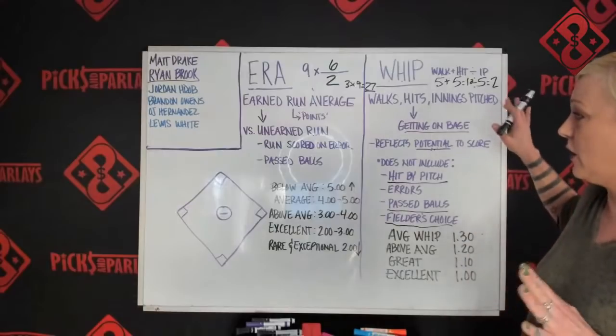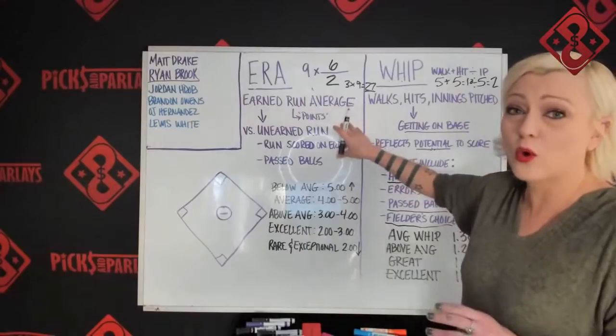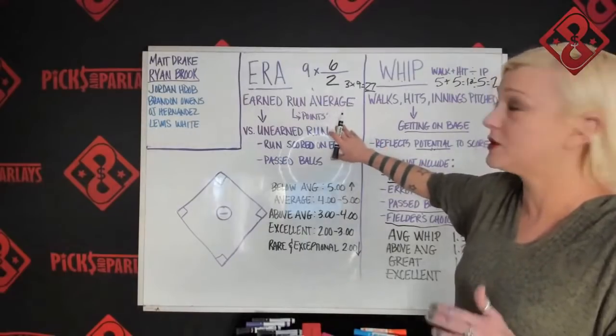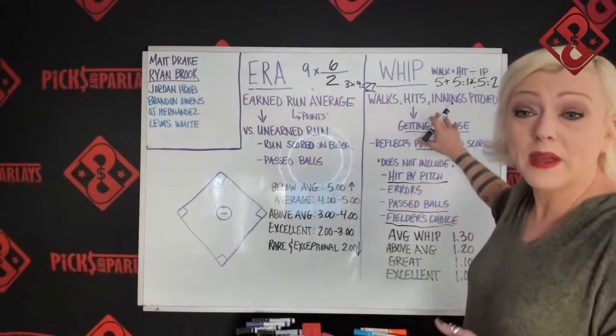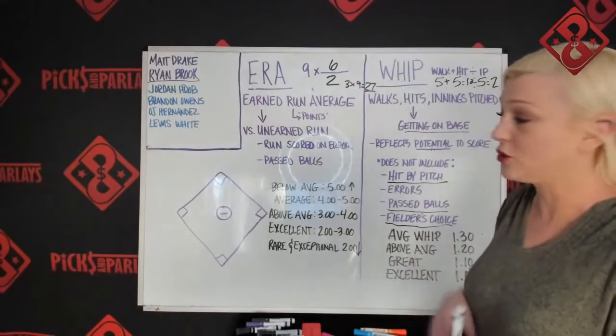All right, so I hope that kind of helps you guys out. ERAs are runs that are being scored while the pitcher is on the mound. WHIP is your potential for runs to be scored while that pitcher is on the mound.